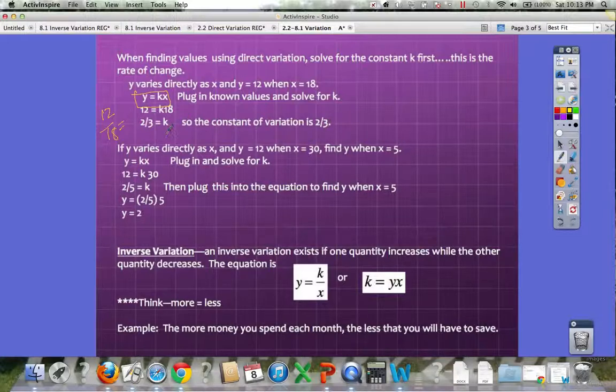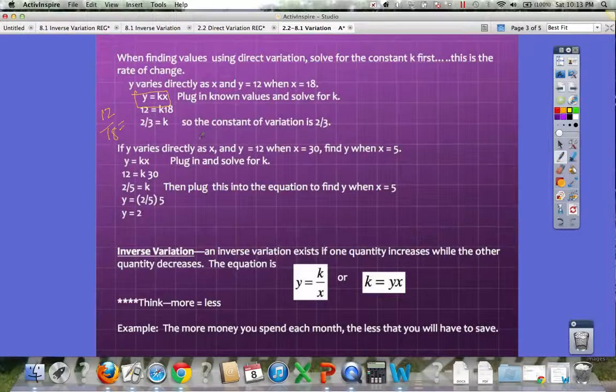That's your k. Now, most of the time you won't be just asked what the constant of variation is. Mostly you'll have to solve things. So then you'll take it one step further after you find k. So, for example, in the next one, it says y varies directly as x, and y is 12 when x is 30. Find y when x is 5.